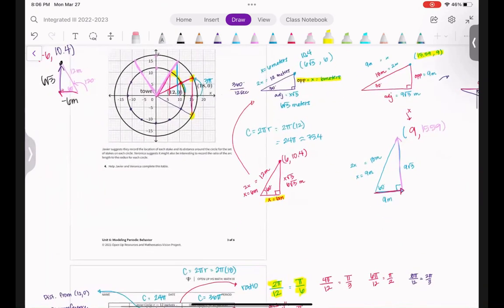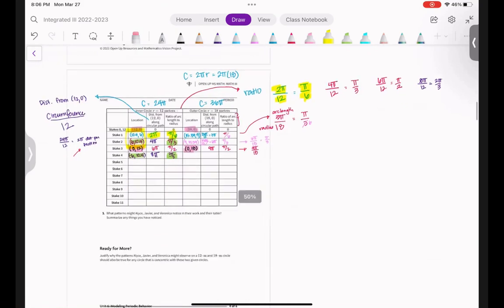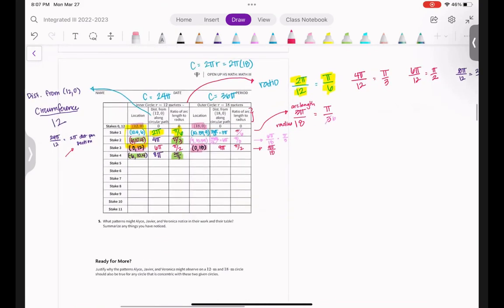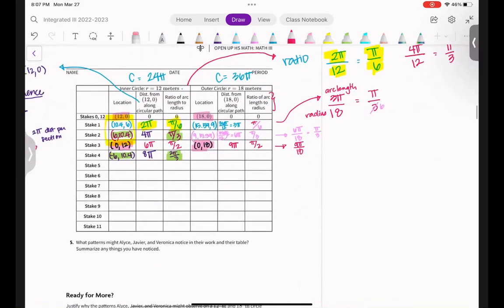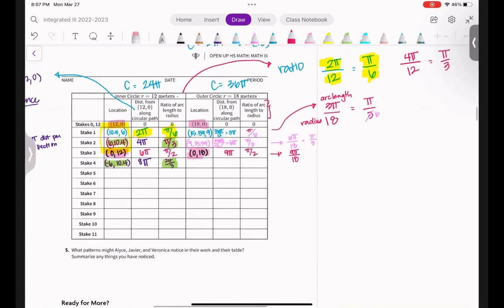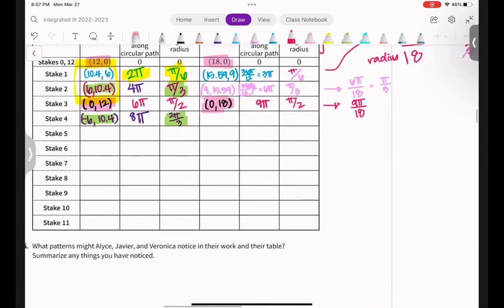So let's do that one. Let's see. What would that be? That would be our 11th stake, right? So that would be, let's see. What did I say? It was at 15. Yeah, it was 15.59, comma -9. Right?